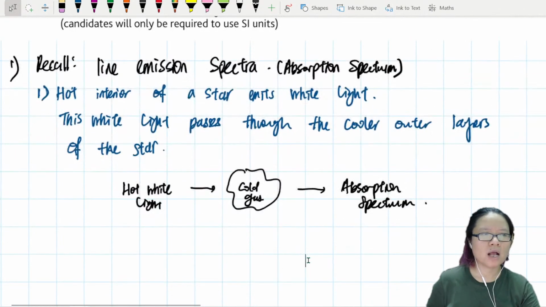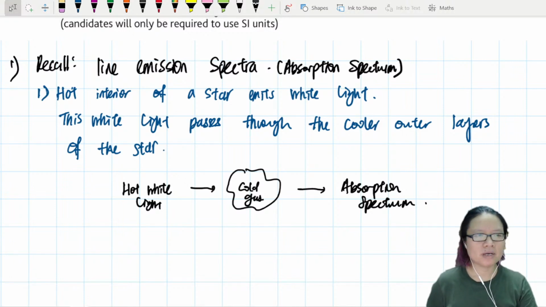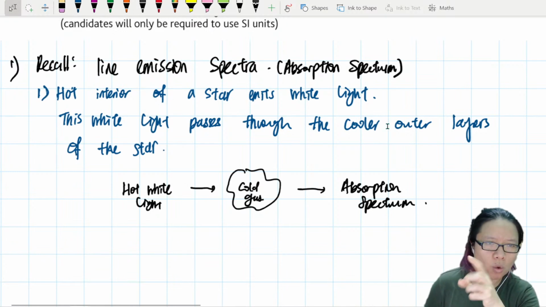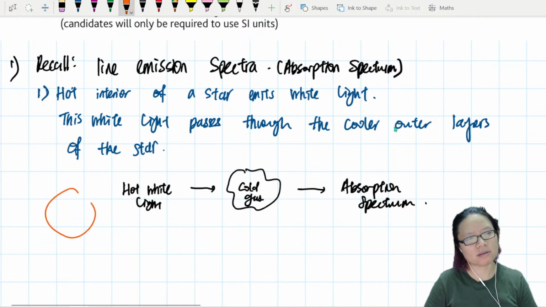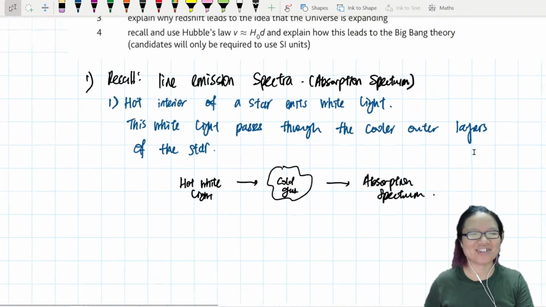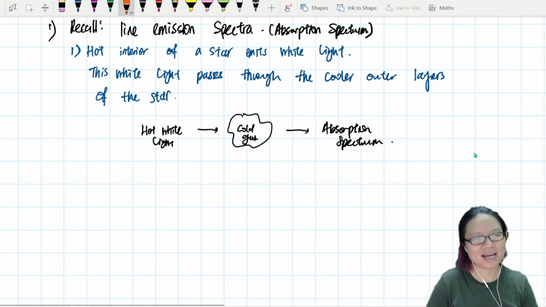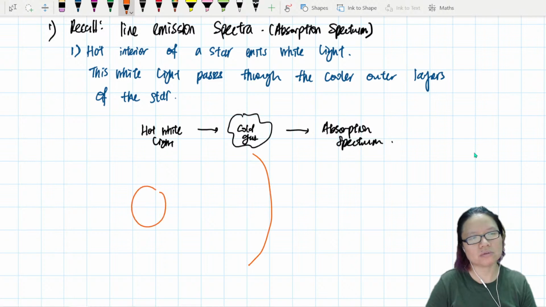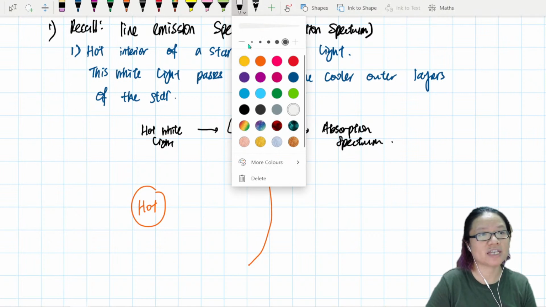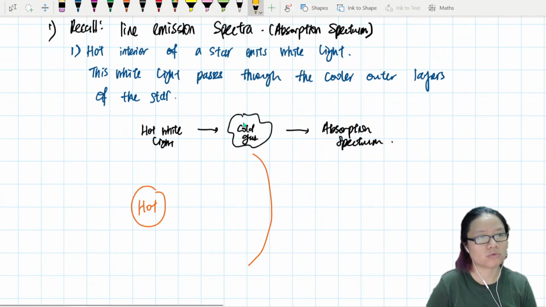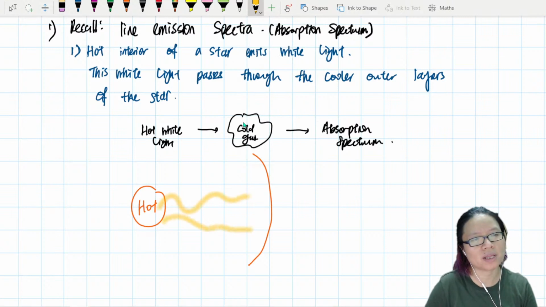So recall, line emission spectra is the absorption spectra, and we know the sun is very hot. Imagine a very hot sun, and white light will pass through the cooler outer area. Let's say this is my sun, let me draw. This is my sun, and the sun is just a ball of gas, so inside here is hot. And then you have white light shining out. So you have the white light going out.